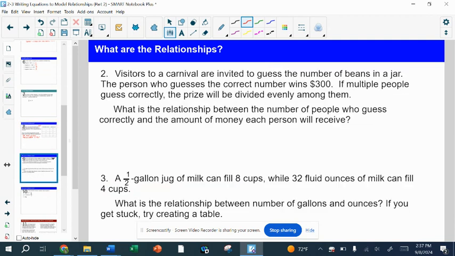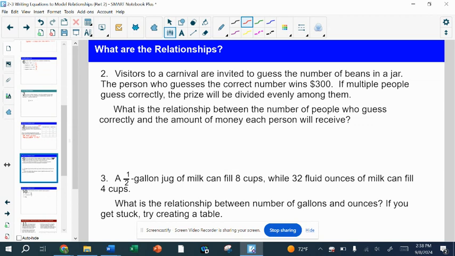Okay, visitors to a carnival are invited to guess the number of beans in a jar. The person who guesses the correct number wins $300. But if multiple people guess correctly, then the prize will be divided evenly among them. What's the relationship between the number of people who guess correctly and the amount of money that each person will receive?